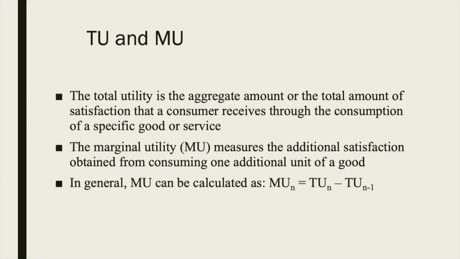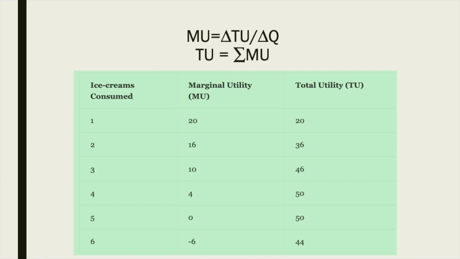At the same time, marginal utility measures the additional satisfaction obtained from consuming one additional unit of a good. For example, see the column where the marginal utility of ice cream is shown. As the consumer consumes one unit of ice cream, the marginal utility associated with the consumption is 20. As the consumer increases his consumption from 1 to 2 units, the marginal utility becomes 16. And if he increases it from 2 to 3 units, it is 10, and so on. The marginal utility is just the utility derived from the last unit of a commodity purchased.